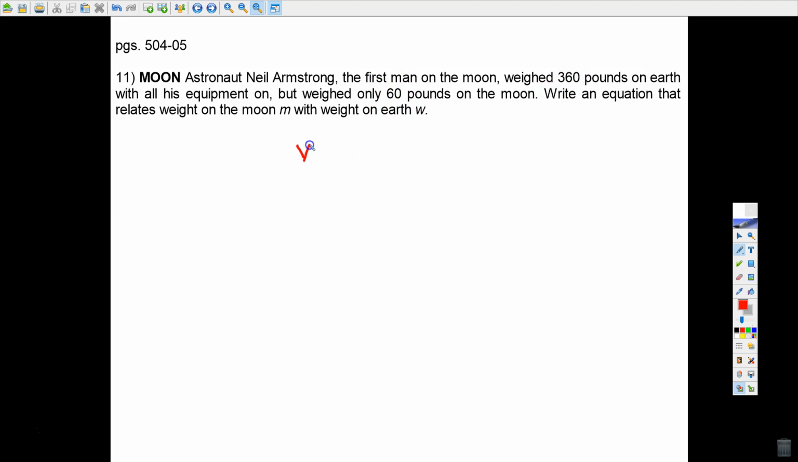So I'm going to start off with a direct variation. Well, I'll use the variables that they use. Relates moon weight with Earth weight. Alright, so direct variation means that we're always multiplying by this number called k. So let's see if we can find out what k is. Earth weight is 360. And that's what W refers to. Moon weight is 60. And that's what M, of course, refers to.